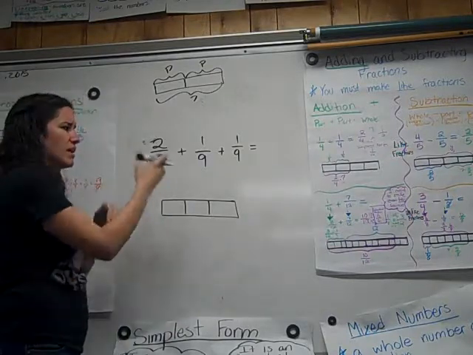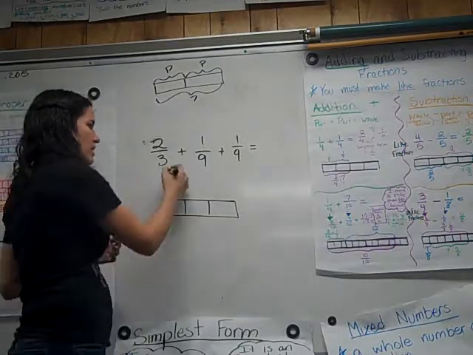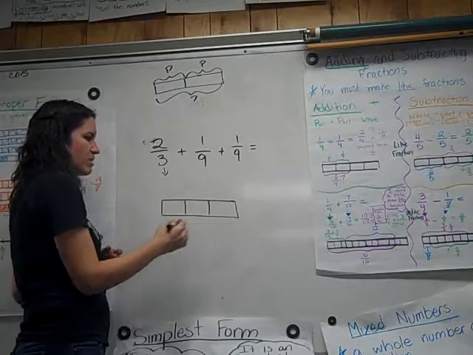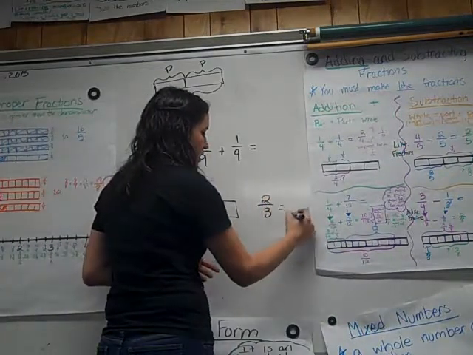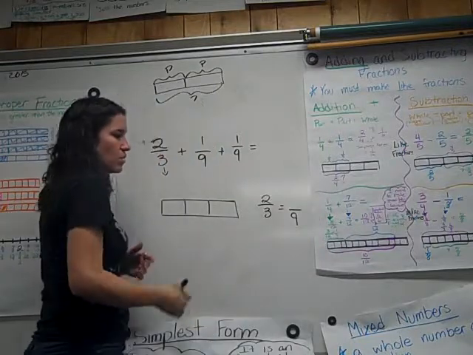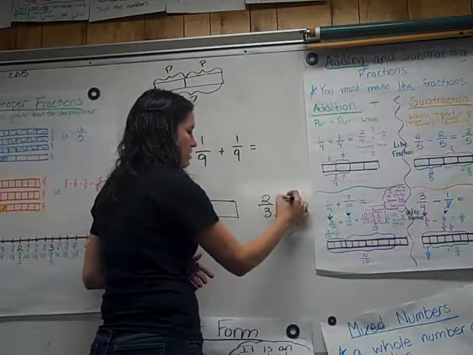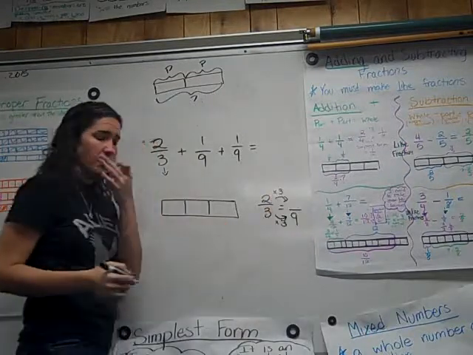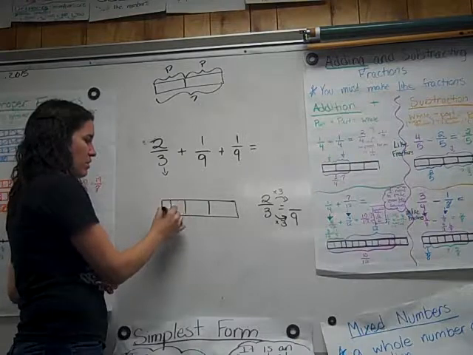And now I have to add ninths. How do I add ninths to thirds? Well, I'm going to have to take these thirds and turn them into ninths. So somewhere off to the side, they would write 2/3, and we want them to become ninths. What do we do to 3 to turn it into ninths? We would multiply times 3. And on a bar model, what that means is I'm taking one part and I'm turning it into 3 parts.